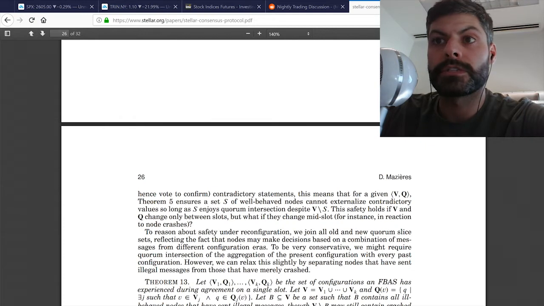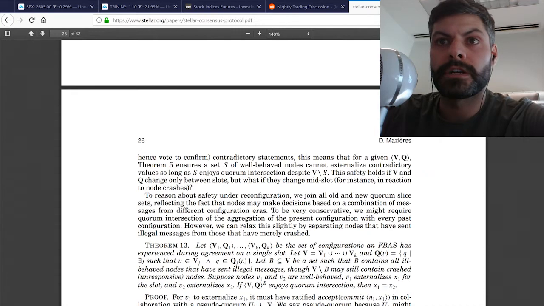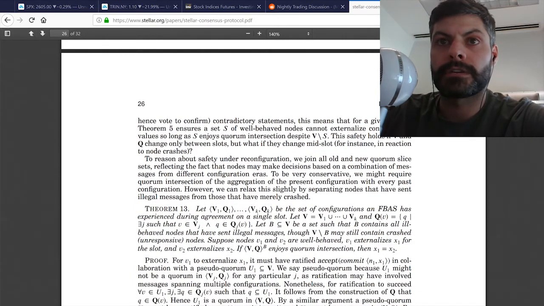This safety holds if V and Q change only between slots, but what if they change mid-slot, for instance in reaction to node crashes? To reason about safety under reconfiguration, we join all old and new quorum slice sets, reflecting the fact that nodes may make decisions based on a combination of messages from different configuration eras. To be very conservative, we might require quorum intersection of the aggregation of the present configuration with every past configuration. However, we can relax this slightly by separating nodes that have sent illegal messages from those that have merely crashed.